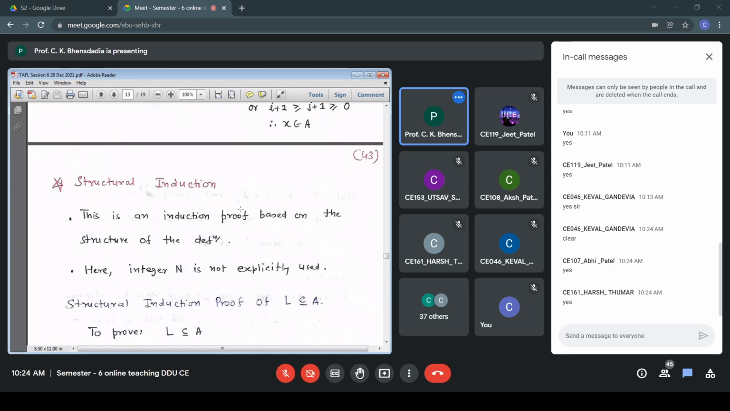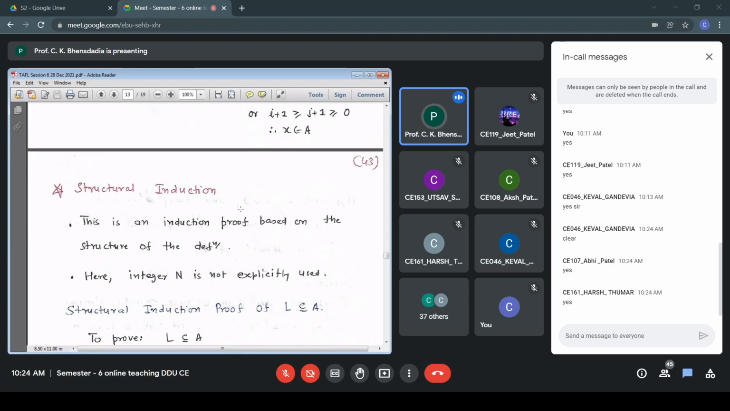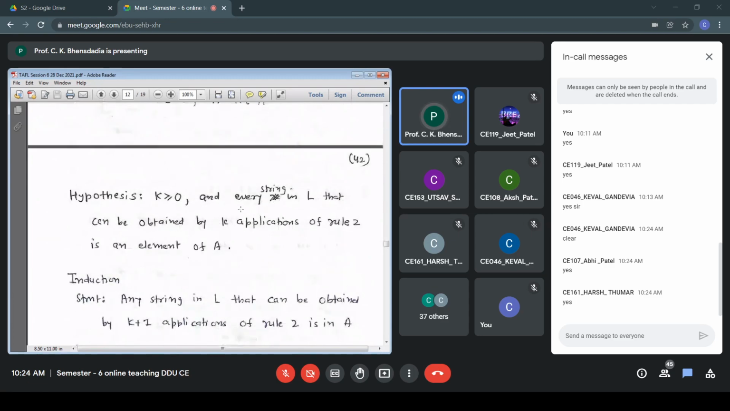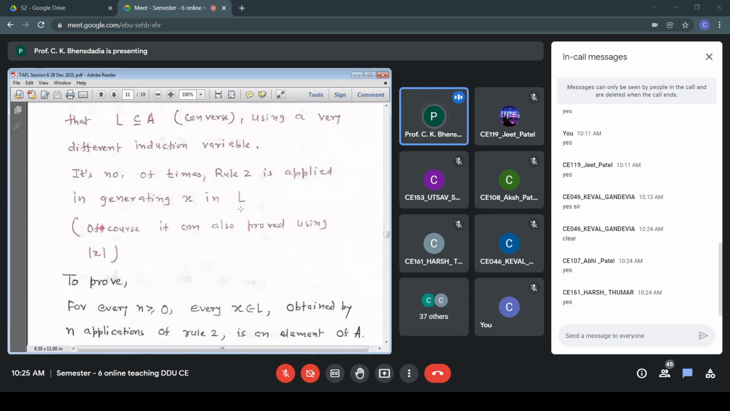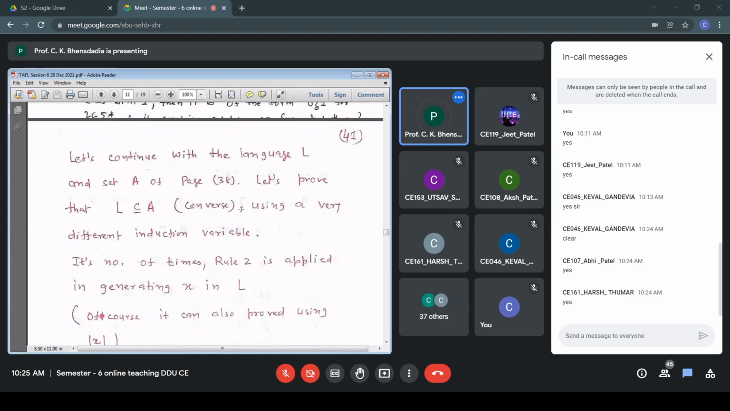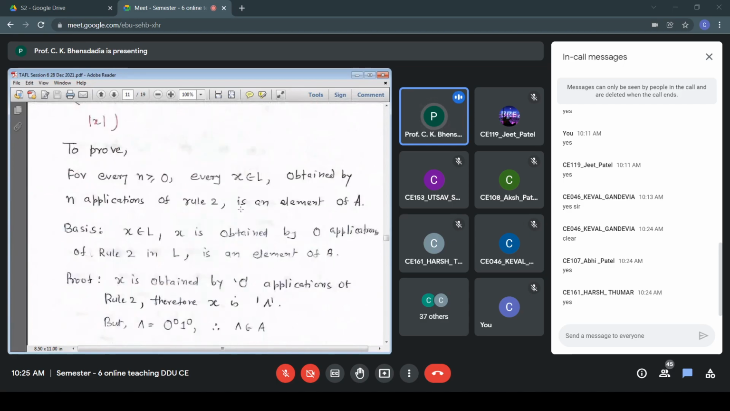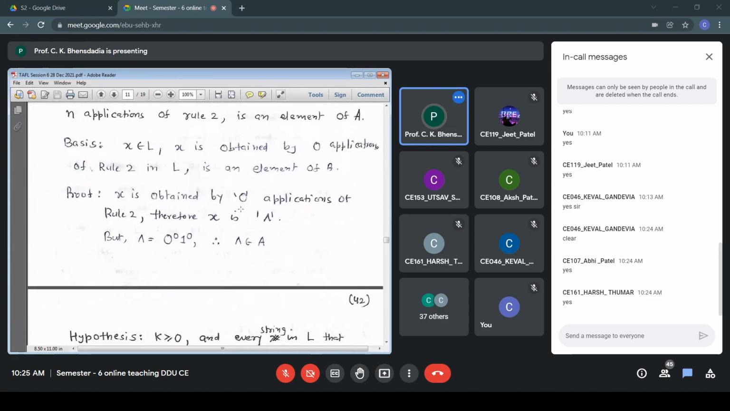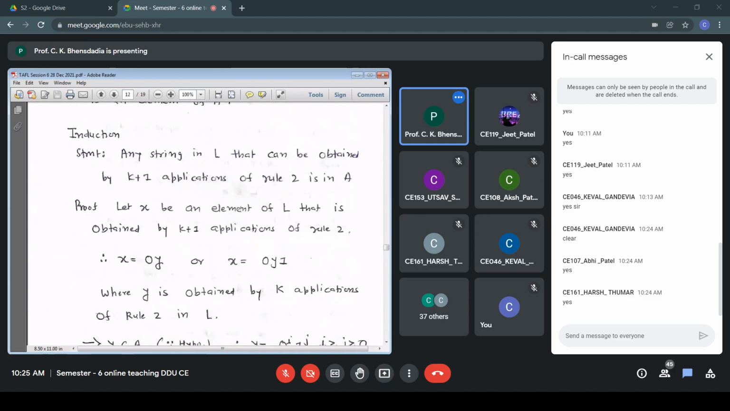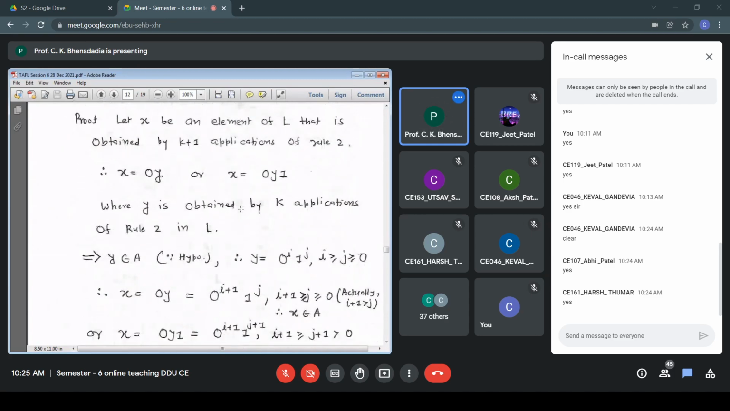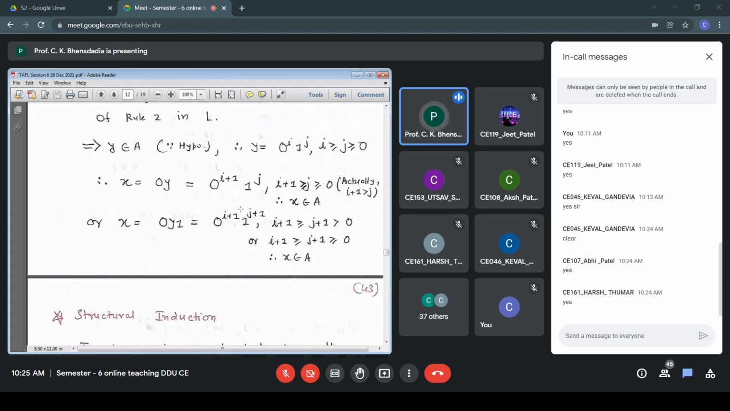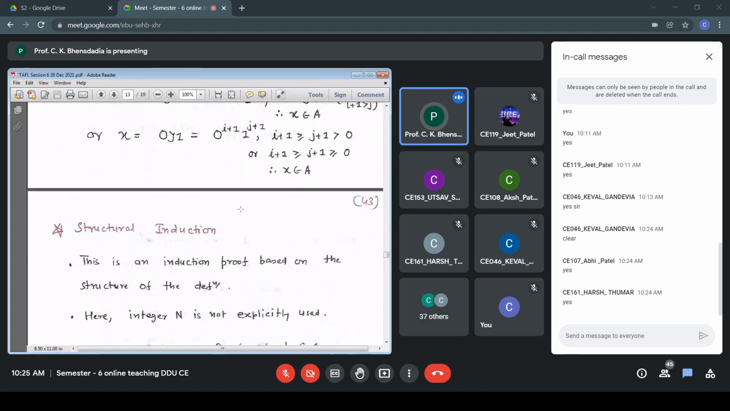And let us go back to the last proof itself, the last proof using structural induction. Already we have proved L is a subset of A using conventional induction, using the weaker form of PMI. And we introduced explicitly n, we took n to be the number of applications of rule 2. That was our n. Now the same proof we prove using structural induction. It will look a little informal, otherwise it is not. Let's see what we are trying to say.